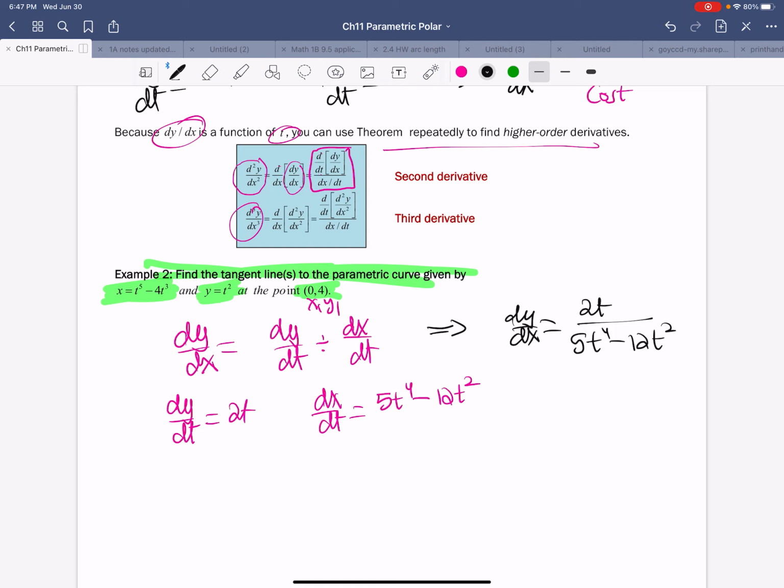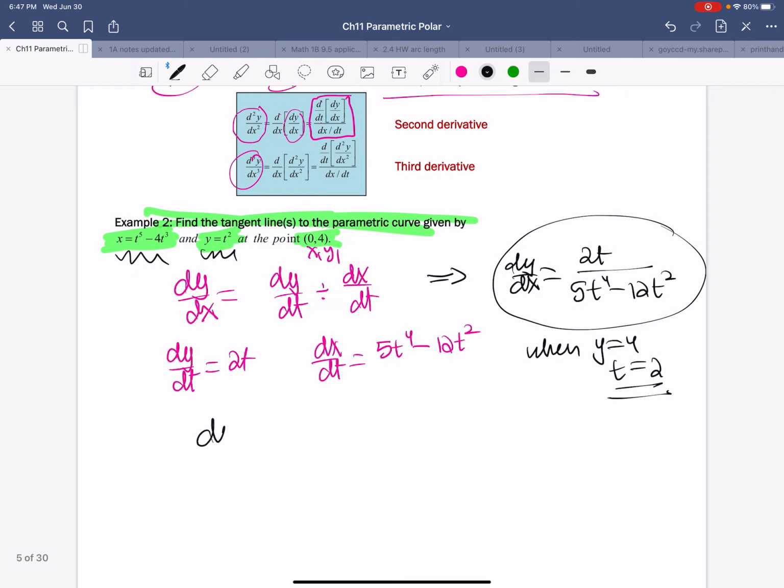So we need to figure out when x is 0 and y is 4, what is the value of t? Either equation can be used to find the corresponding value of t. When y is 4, t squared gives me y, so t squared is equal to 4, that means t is equal to 2. So we need to evaluate the derivative we just found when t is equal to 2. We could figure out that t is equal to 2 either from the x part of the equation or from the y part. We could plug in x as 0 and then solve for t.